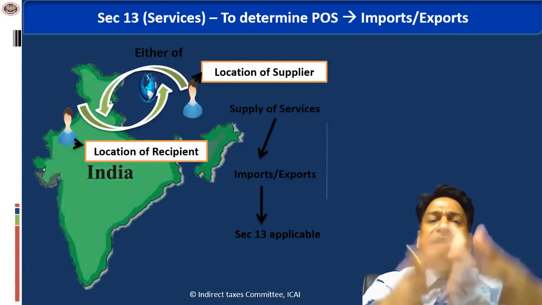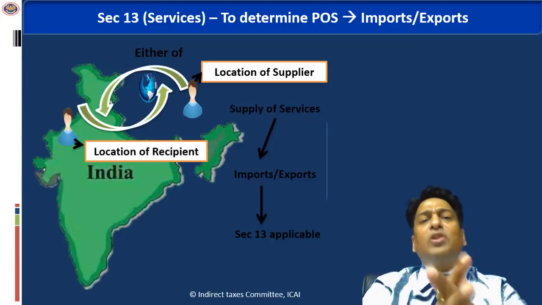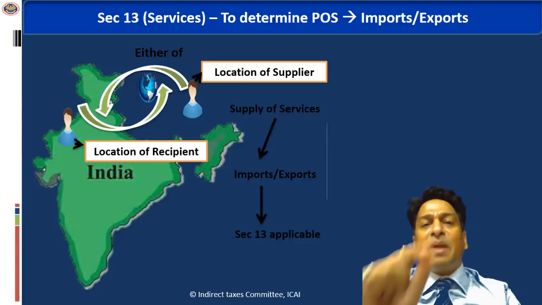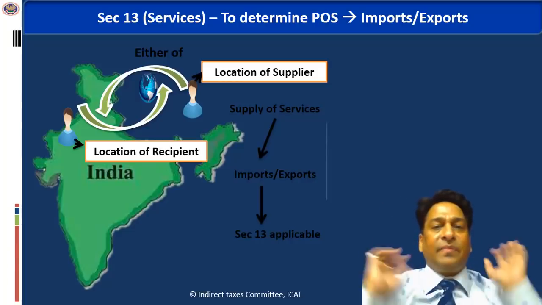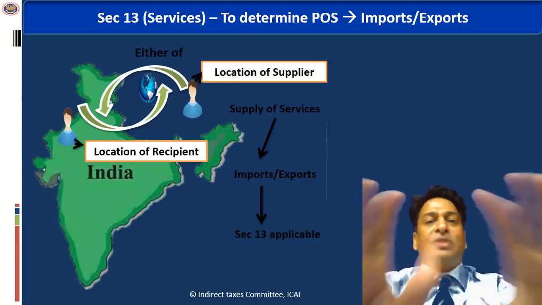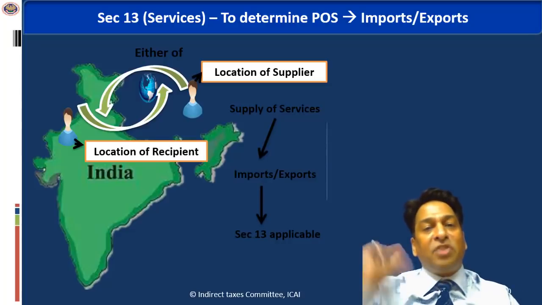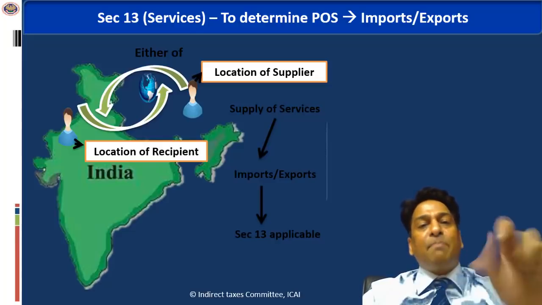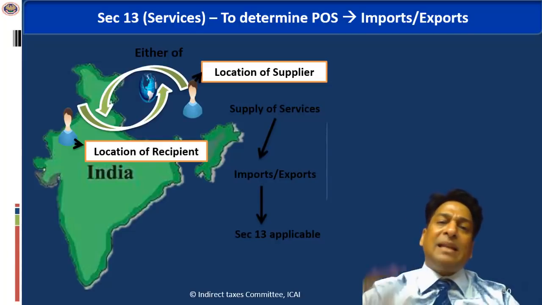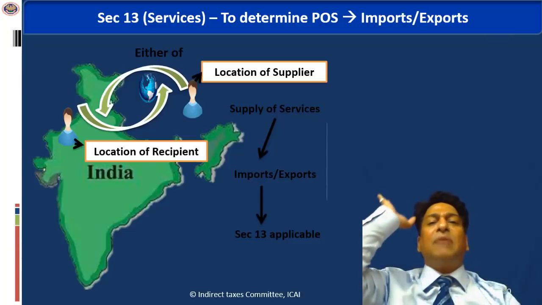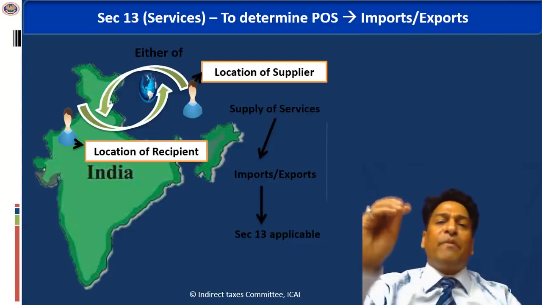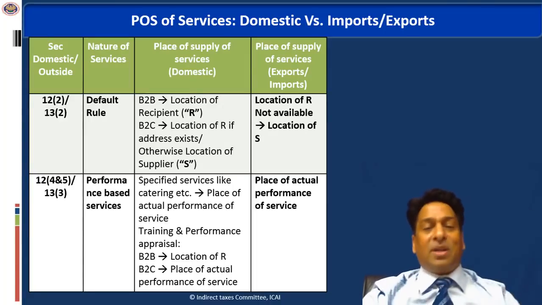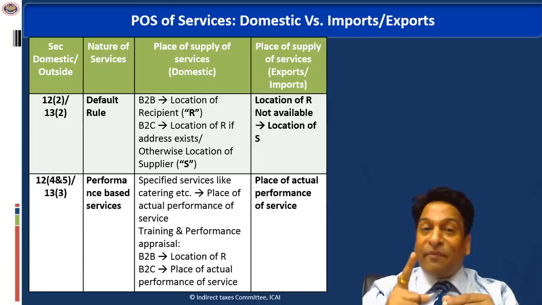What provisions you should keep in mind for determining place of supply for services in the case of import and export of services? My first humble request to all of you is that for determining place of supply in the course of export and import, you must keep in mind the Place of Provision of Services Rules 2012. And you must be knowing, I'm sure, that Rule 3 was the default rule.